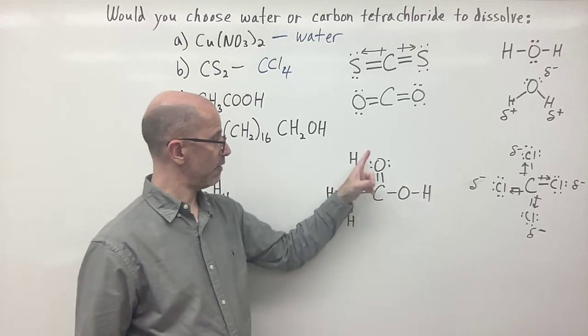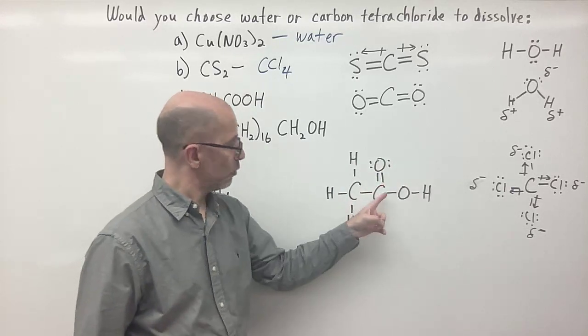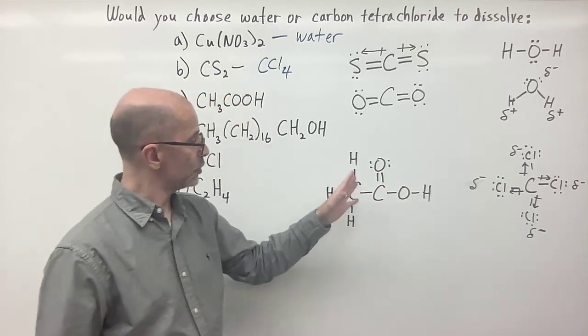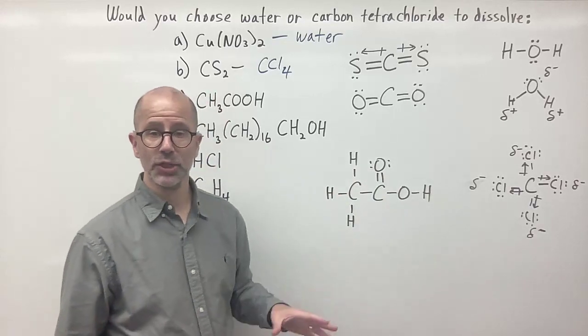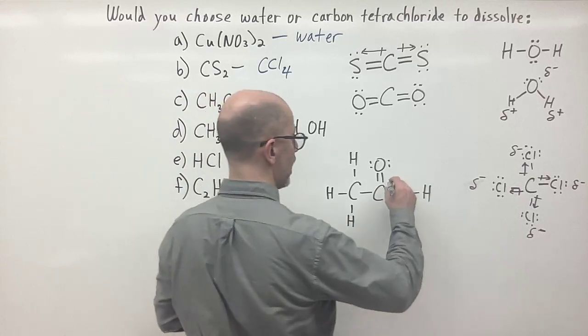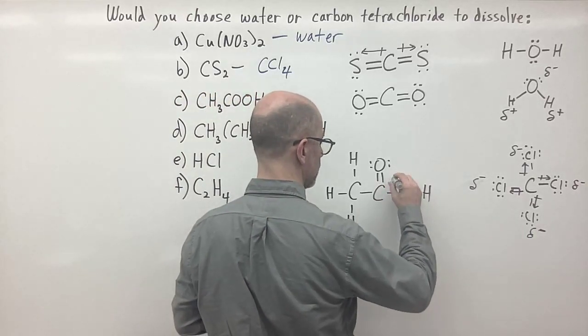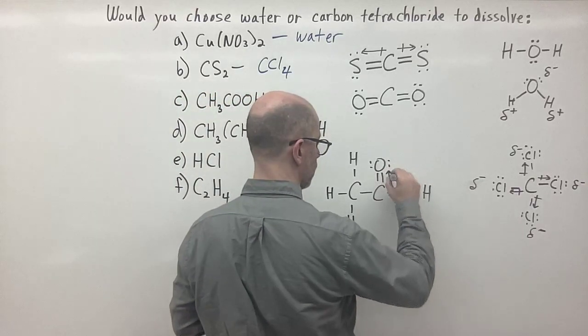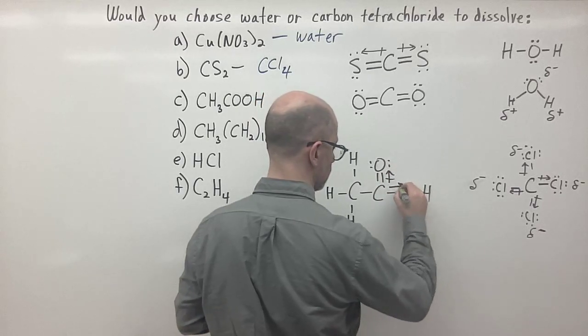You notice that we have an oxygen here, we have an oxygen here. So the oxygens are more electronegative than the carbons and hydrogens. So you're going to have electron density pulled towards the oxygens.